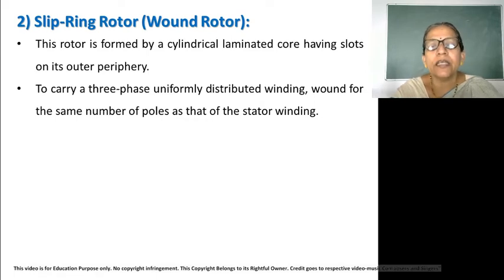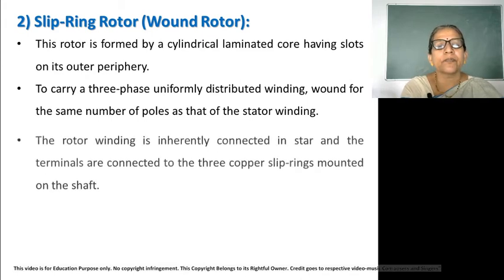To carry a three-phase uniformly distributed winding, it is wound for the same number of poles as that of the stator winding. This is a very important point to be noted: if we design the stator with 4 poles, the rotor winding should also be provided with 4 poles. That is, equal number of poles on the stator and the rotor.